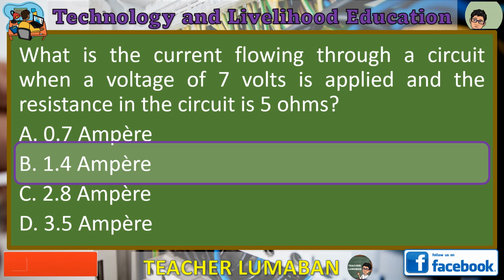Explanation. To calculate the current flowing through a circuit, we can use Ohm's law, which states that current, I, is equal to the voltage, V, divided by the resistance, R. Mathematically, it can be represented as I equals V over R.